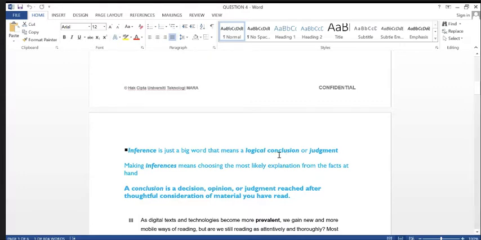This logical conclusion must be the most likely explanation from the facts at hand, meaning from the evidence given, not beyond that. Not beyond that, and not very general. And it must link to the element in the text given to you, when making inferences. Most likely explanation, but it must be based on facts, and it has to be a thoughtful consideration of the material you have read. Again, what is there in the text? All right, that is inference.